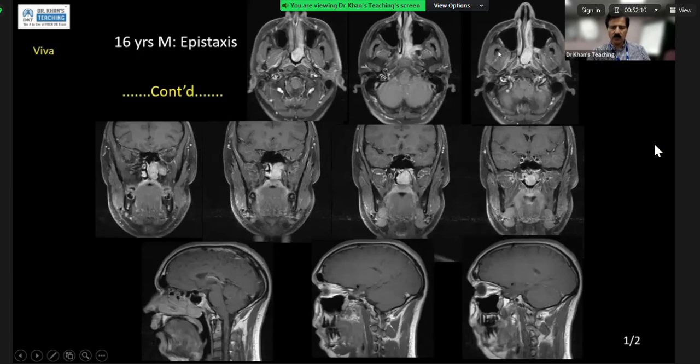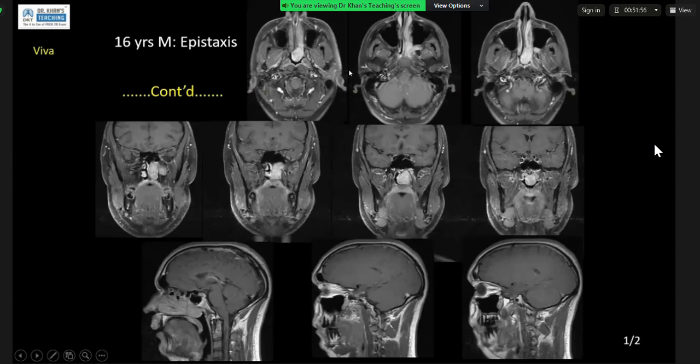Just on these 3 sequences, with this kind of clinical, what comes to your mind, candidate 3? Okay, what comes to my mind with this clinical information is juvenile angiofibroma. Very nice, well done. Describe the lesion for me.